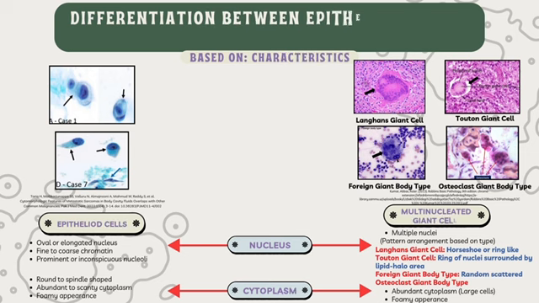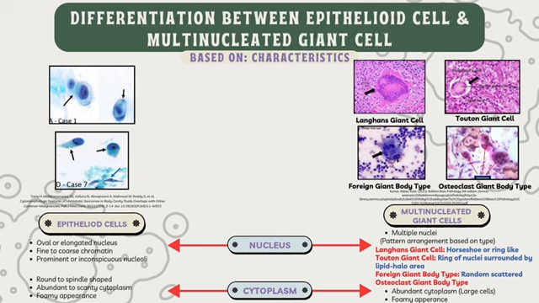Next are the differences between epithelioid cells and multinucleated giant cells based on their characteristics. First, the characteristics of epithelioid cells. The nucleus of the cells appears oval or elongated with fine to coarse chromatin and prominent or inconspicuous nucleoli, while the cytoplasm appears round or spindle-shaped with abundant or scanty cytoplasm and a foamy appearance. So the appearance of epithelioid cells is not fixed.